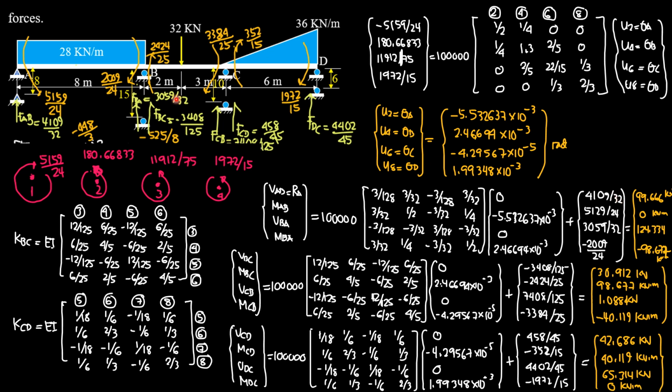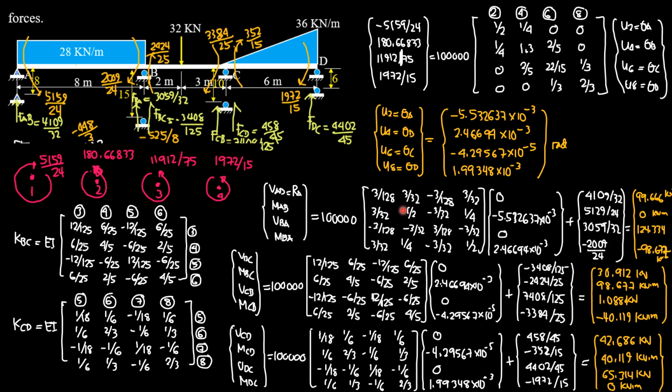4109/32 positive. This is positive also, counterclockwise universally. 5159/24. Then FBA 3052/32 positive. Then moment BA negative 2009/24 because it is clockwise.